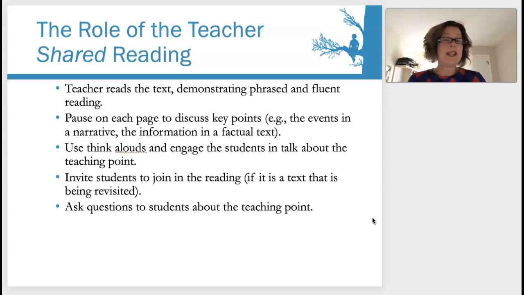You pause on each page to discuss key points. So the events in a narrative, the information in a factual text. So now you're starting to pick apart and focus on those key concepts that you are going after. Again, you use think alouds and engage the students and talk about the teaching points. Invite students to join in the reading if it is a text that's being revisited. So if they know the text, they can start to read along with it, and ask questions to students about the teaching point. So that's what's happening during the shared reading time, is the kids are a little bit more interactive with it.